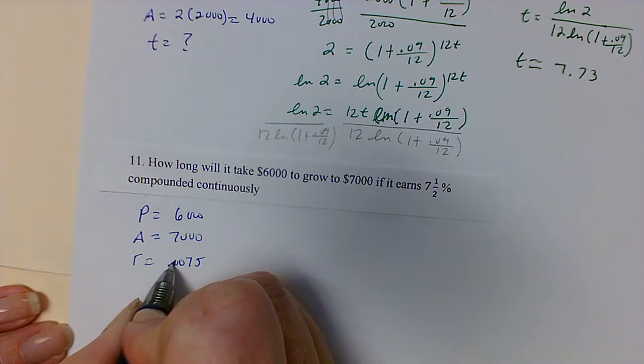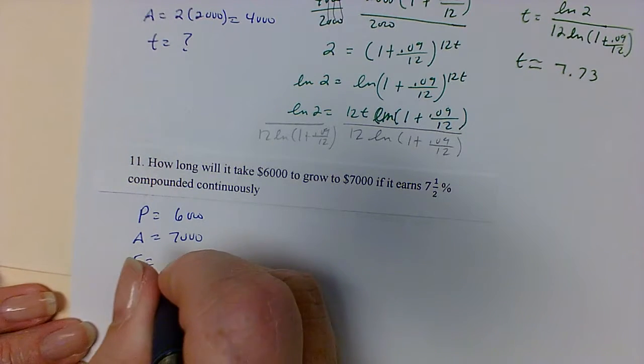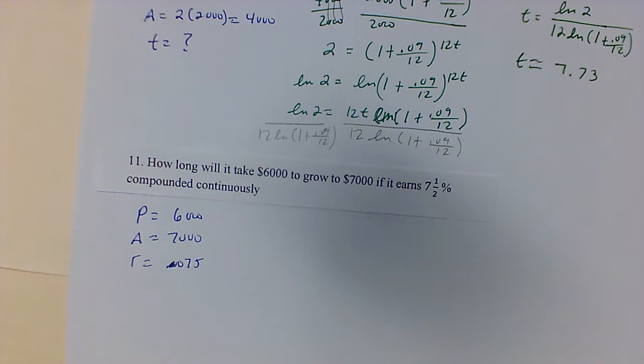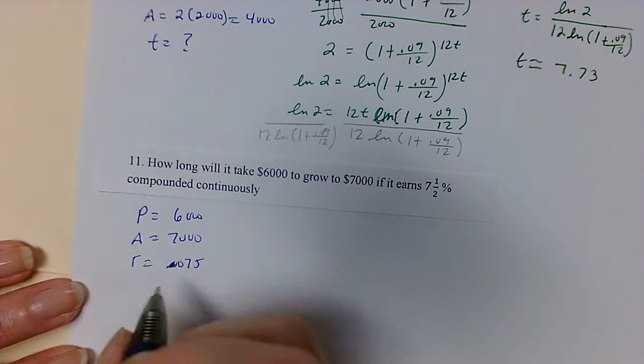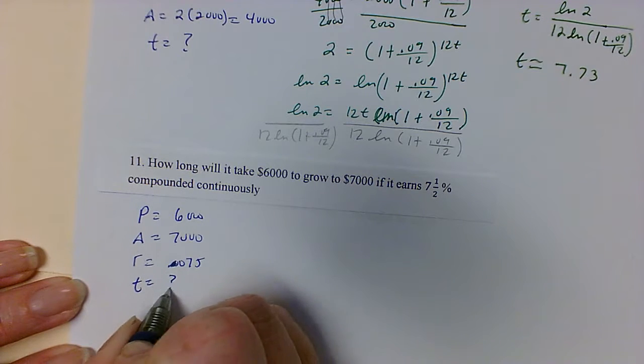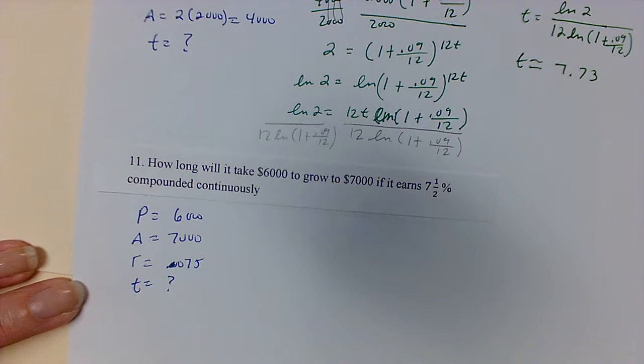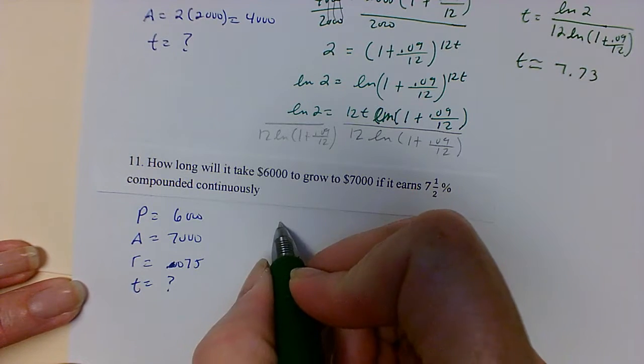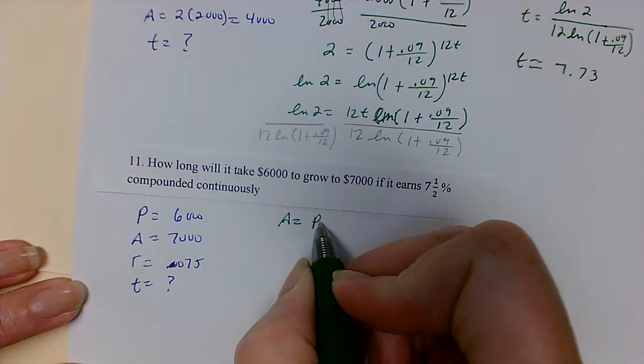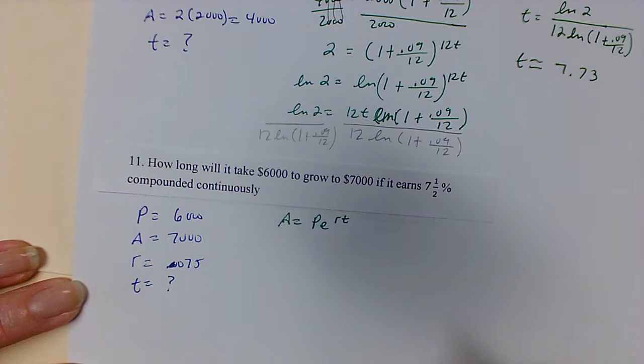7.5%, that's going to be our rate, so that becomes 0.075, just 1 zero. And our t is what we're looking for. T is equal to how long? It's compounded continuously, so when it's continuous, we do not have an n, and we're using our A is equal to P e to the rt.